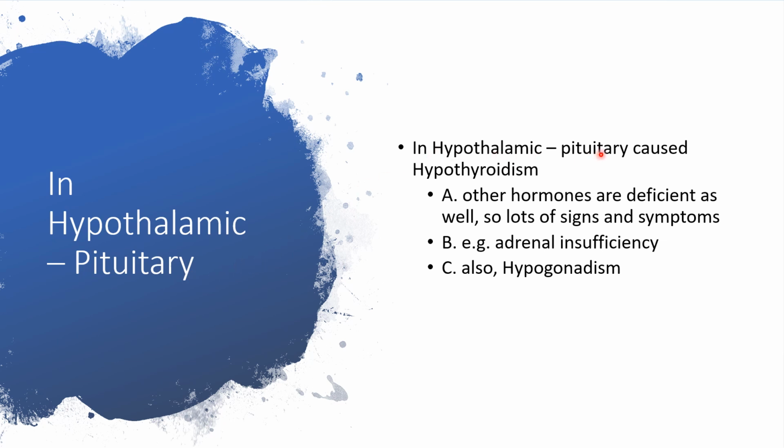Okay, problem in the hypothalamic pituitary connection. In hypothalamic pituitary caused hypothyroidism, we will see the following: other hormones will be deficient as well. Why that? Remember I said hypothalamic pituitary thyroid, hypothalamic pituitary adrenal, hypothalamic pituitary gonadal. So now that the problem is at the level of the hypothalamus and pituitary, it's going to affect the thyroid, the adrenal, and the gonads. It will affect all of them.